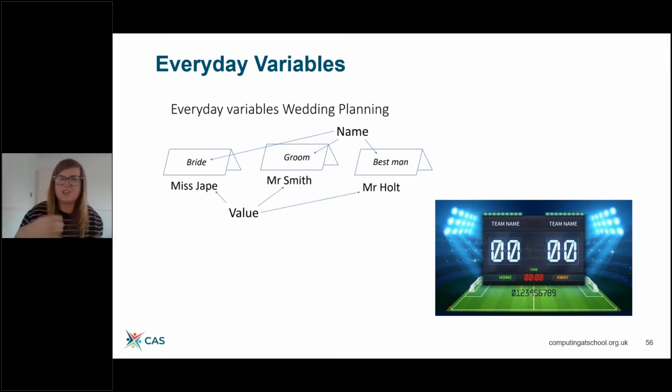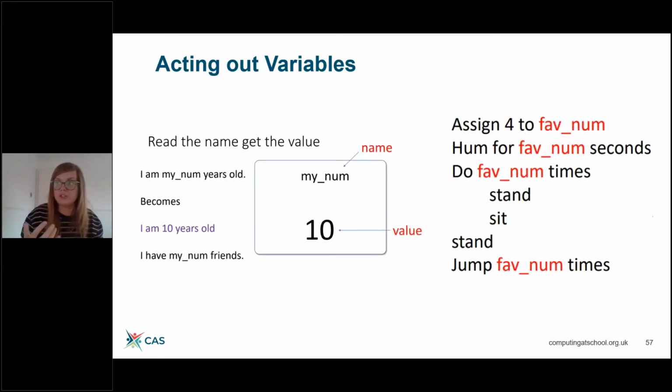There are some everyday ones, although it's a little bit harder to find everyday examples. But there's some nice stuff for acting it out, which is on there. So you have a whiteboard, this is your variable, this is our box, this is where our number goes. You choose a variable, they write a number down, and then you just replace it in a sentence. Where it says my number, that's what we're relating to here, and then you can change the sentence. So I have my number years old, or I have my number friends.